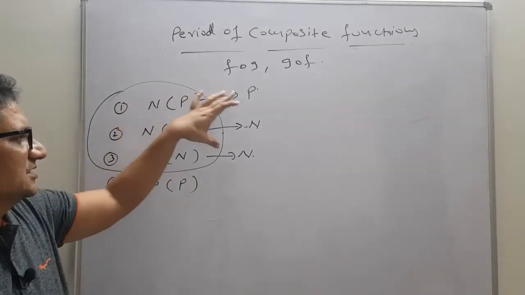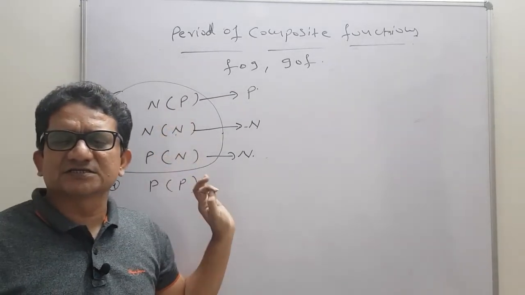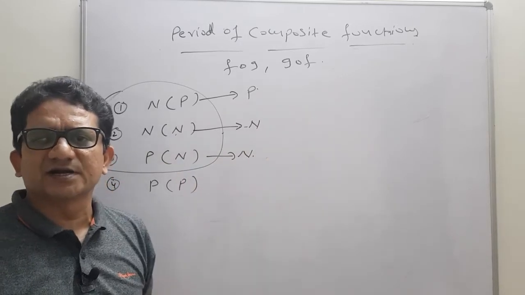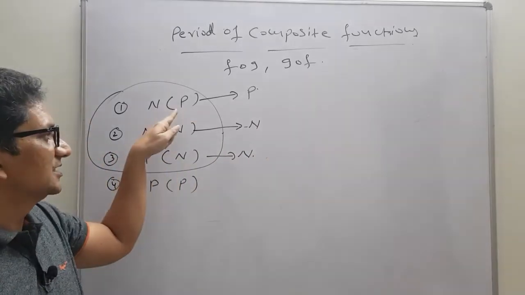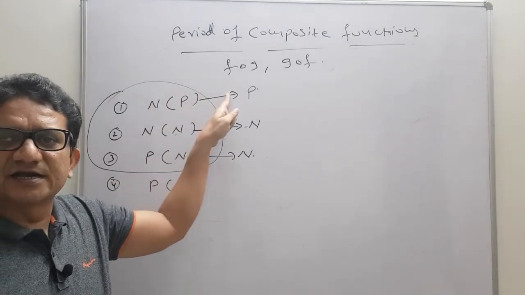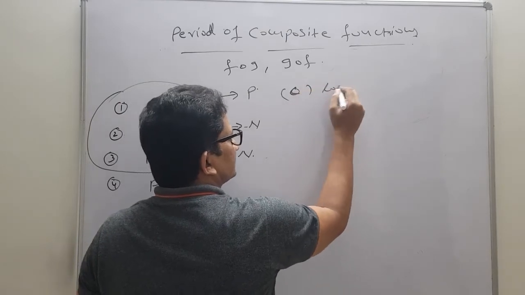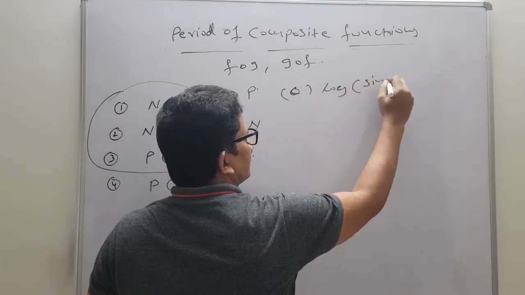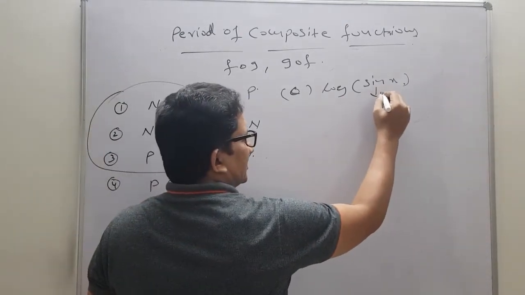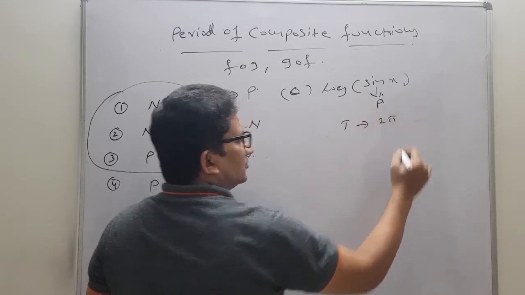But these 3 cases depend upon the inside function. If the inside function is not periodic, forget about it, the overall result is a non-periodic function. But when the inside function is periodic and outside is non-periodic, then it is periodic. For example, if you have a question like logarithm of sin x, the inside function is periodic, so immediately we can write the period is 2 pi.